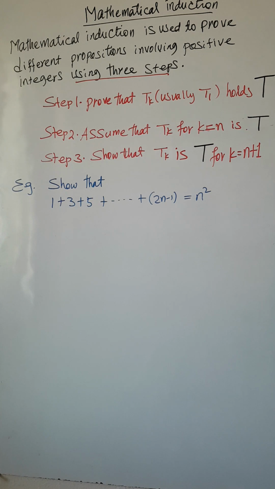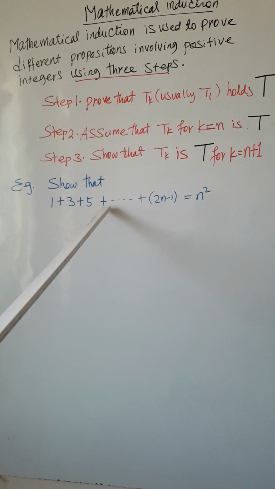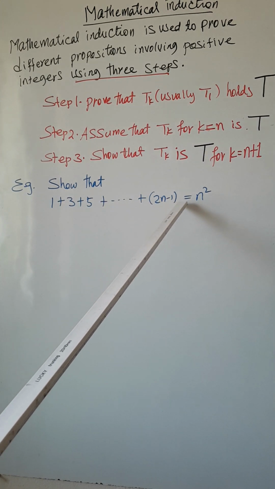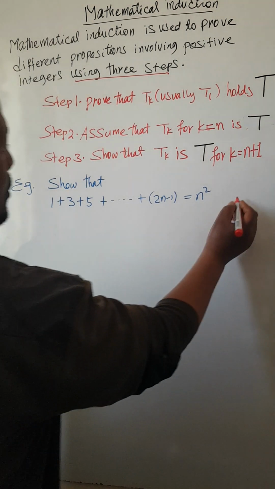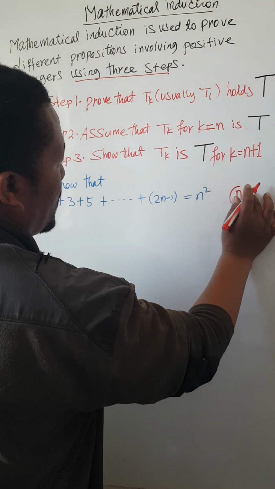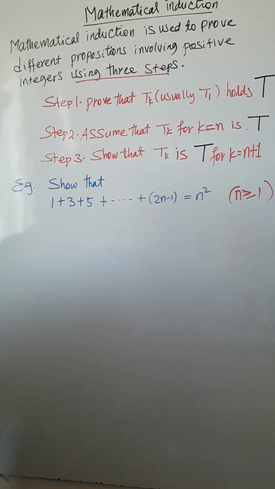Here we have an example. This is a mathematical induction. 1 plus 3 plus 5 plus up to 2n minus 1 is equal to n squared, for n greater than or equal to 1.